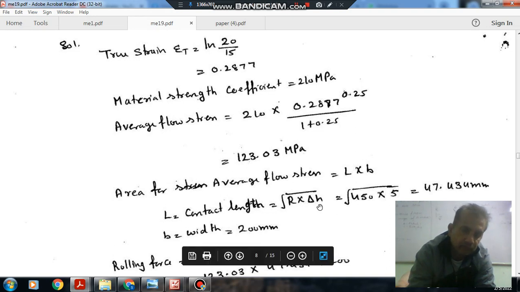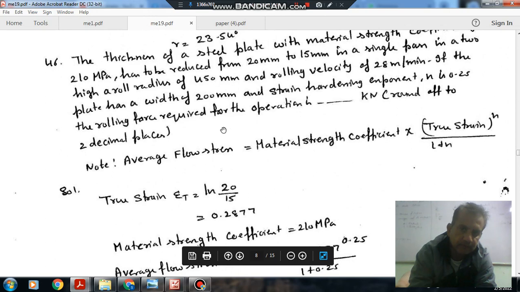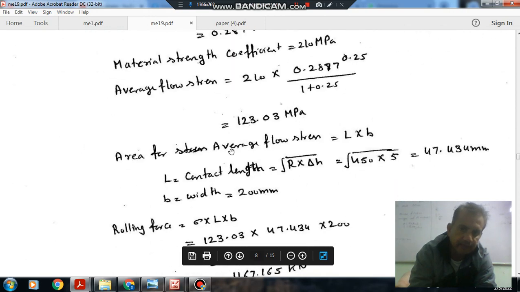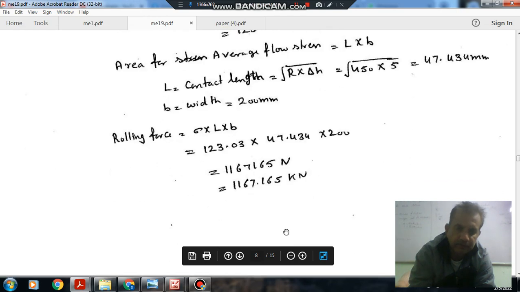The thickness is reduced by 5 mm, from 20 to 15 mm. R is 450, so this is 47.3434 mm. The width is given as 200 mm. So this is the area, and this is the average flow stress. By multiplying these two, we can find out the rolling force. So this is 1167.165 kilonewton. Okay, answer is 116.